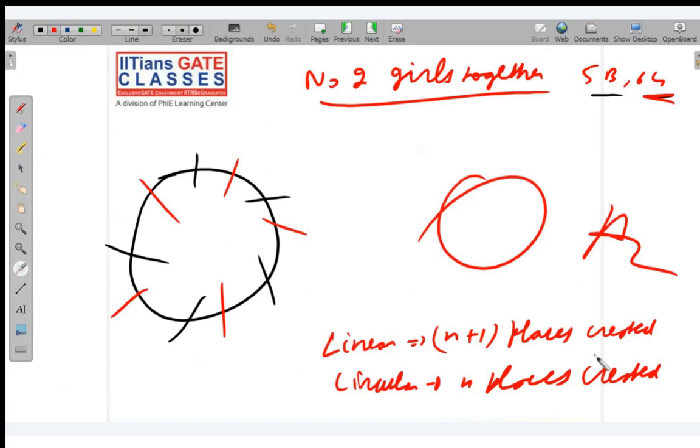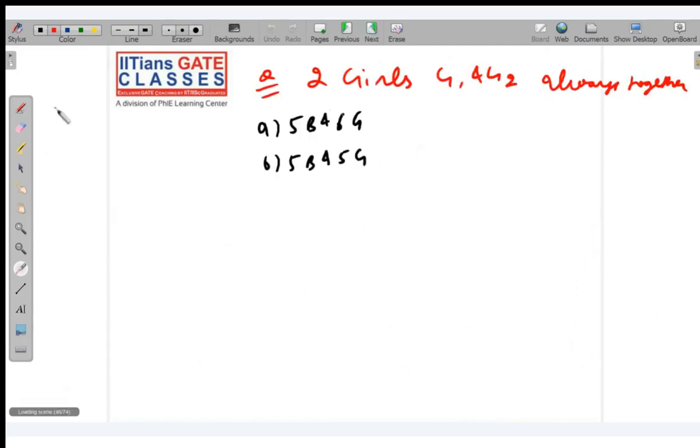Done, sir. Okay, so next is no two girls, G1 and G2, always together. The question is: two girls G1 and G2 should always be together. How will we do it? First is 5 boys and 6 girls I am taking. Second is 5 boys and 5 girls. Let me tell you how we will do it. Two girls G1 and G2 should always be together. I have told you many times, together means apply glue over it. G1 and G2, consider it as a black box. You will consider this as only one girl now.